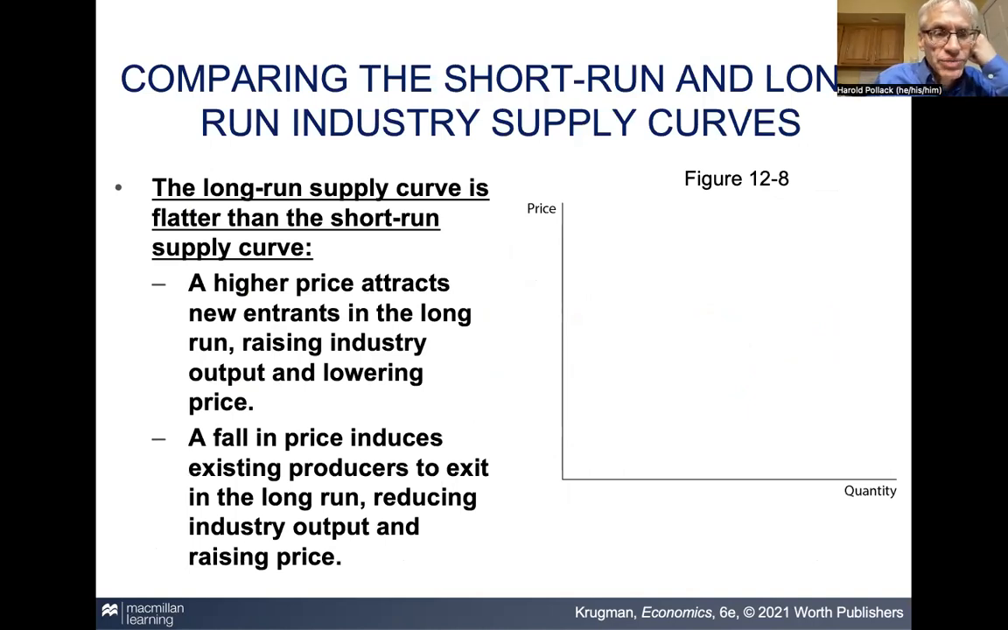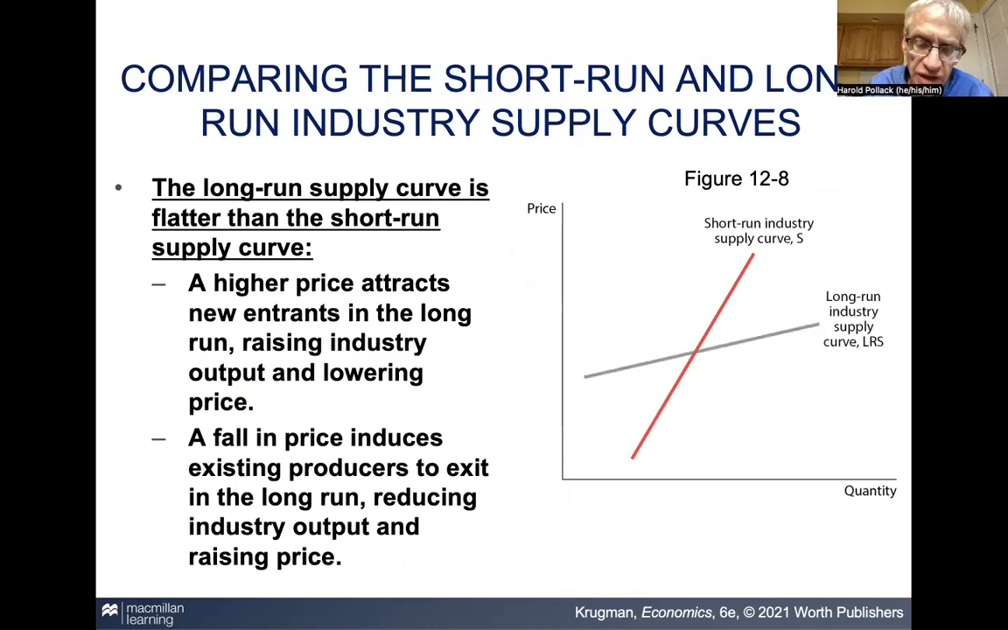One is the long run supply curve is flatter than the short run supply curve. So in the long run, this industry supply curve is quite price elastic. In the short run, you could have all kinds of bottlenecks, things like that. But in the long run, industry supply curves tend to be pretty flat. They don't have to be totally flat, but they're a lot flatter than in the short term.